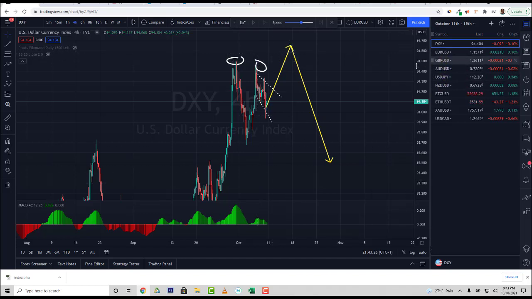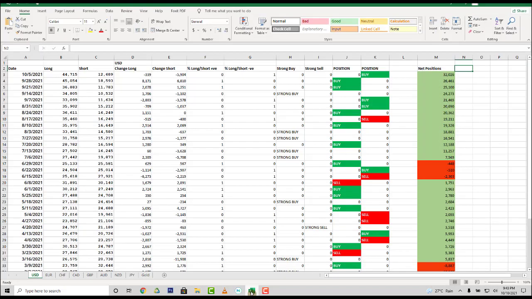Now let's check what the commitment of traders says to see whether it supports the US dollar index or it doesn't. If you come to my Excel spreadsheet right here, you see the DXY, the US dollar index, has been updated for this coming week. As you can see here, it's telling us to buy, which is in conformity with what we've just said, that the market is most likely going to go up.